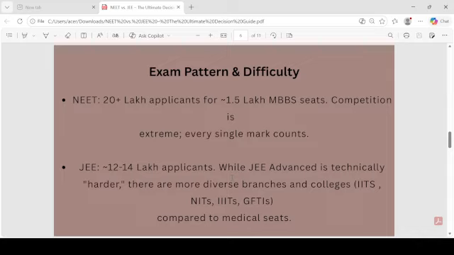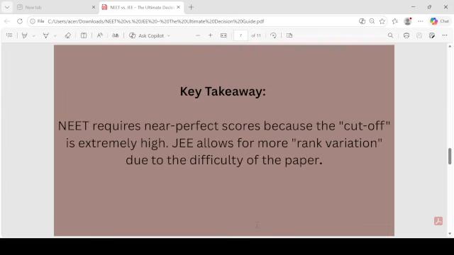When we talk about competition, in NEET 20 plus lakh applicants are there for only 1.5 lakh MBBS seats. Competition is extreme, and every single mark counts. In JEE there are 12 to 14 lakh applicants, and while JEE Advanced is technically harder, there are more diverse branches and colleges, like IITs, NITs, IIITs and GFTIs, compared to medical seats. The key takeaway is that NEET requires a near perfect score because the cutoff is extremely high, but JEE allows for more rank variation due to the difficulty of the paper.